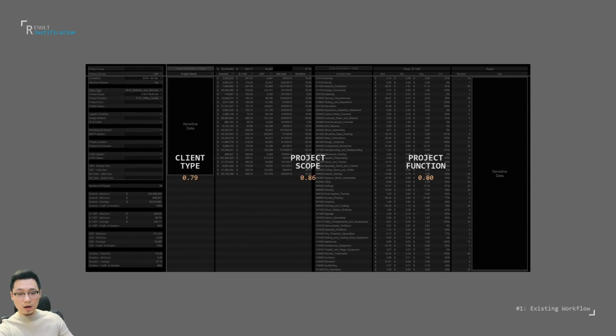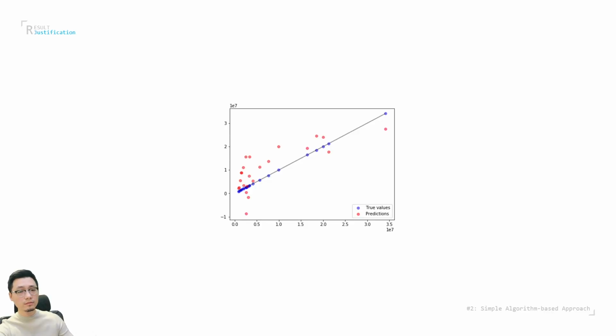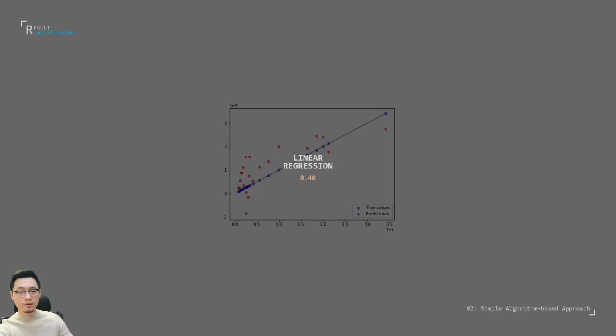This might explain why rough order of magnitude is still one of the dominant estimating approaches in the industry. The existing workflow seems to do a decent job by only looking at its R2 score. However, it is not a robust model due to overfitting. The second benchmark is the simple algorithm-based approach. In our case, it is linear regression. The R2 score is as low as 0.40, and since the optimized XGBoost has the score higher than both of the benchmarks, it is a justified model.